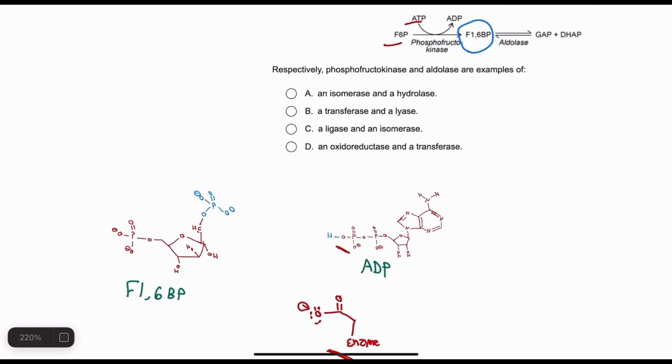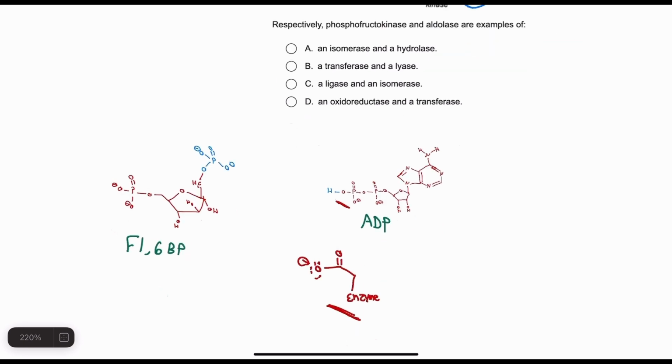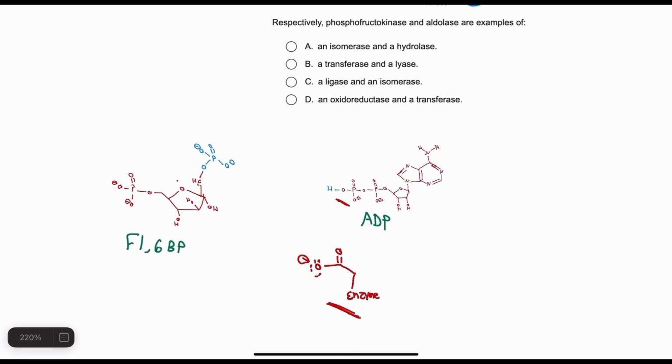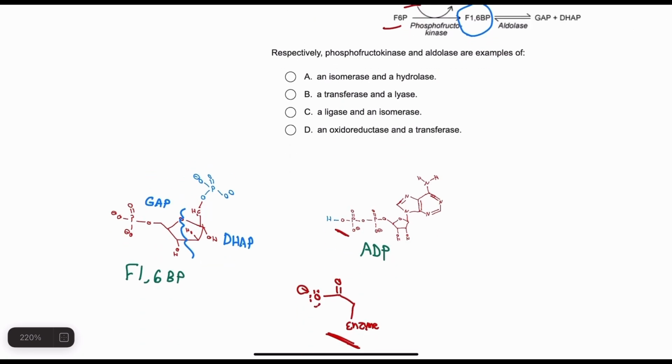The second step involves aldolase. And what aldolase does is this compound, F16BP, will split down right the middle, and you get your dihydroxyacetone phosphate on this side and your glyceraldehyde 3-phosphate on the left side.